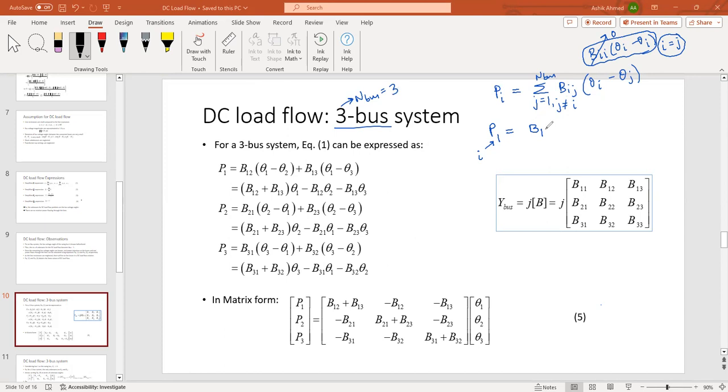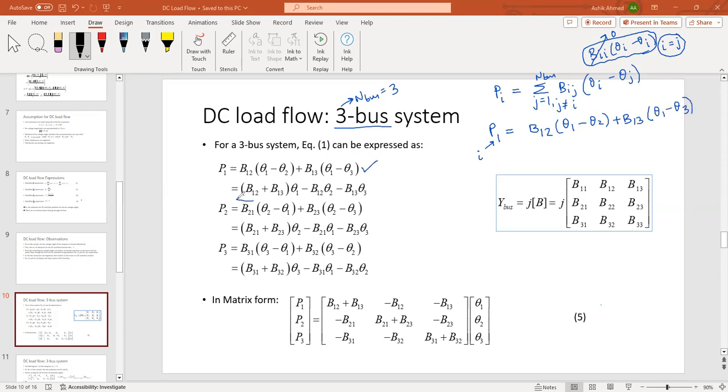So it will be B12 theta 1, because I remains 1, minus theta 2, plus then J becomes equal to 3. So B13 theta 1 minus theta 3. So this is the expression of P1, which is shown here.